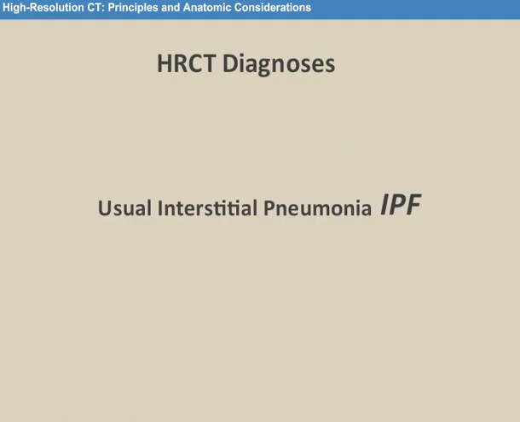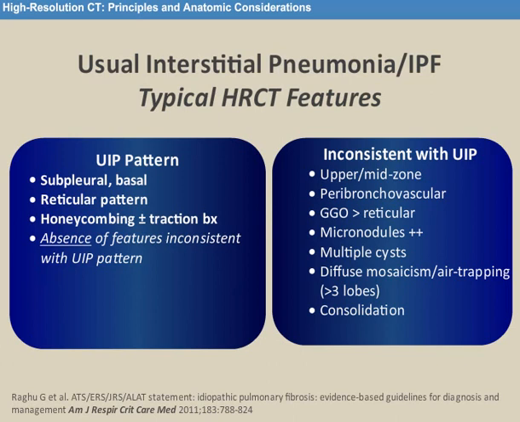And this, of course, is our friend usual interstitial pneumonia. And as you know, we've recently tightened up the diagnosis of a UIP pattern, and based on this paper from Raghu and colleagues, for a radiologist to make the diagnosis of a UIP pattern, it has to be subpleural, it has to be basal, there has to be reticulation with honeycombing. There may or may not be traction bronchiectasis, and those features listed on the right-hand side need to be absent, and those features have been covered.